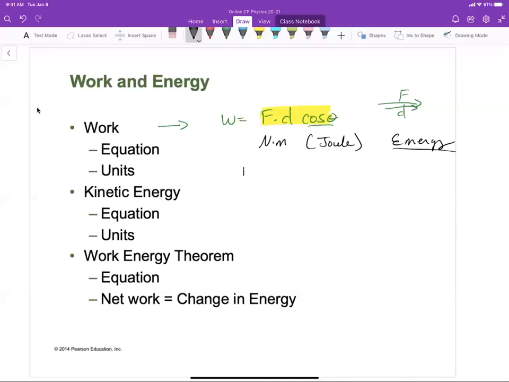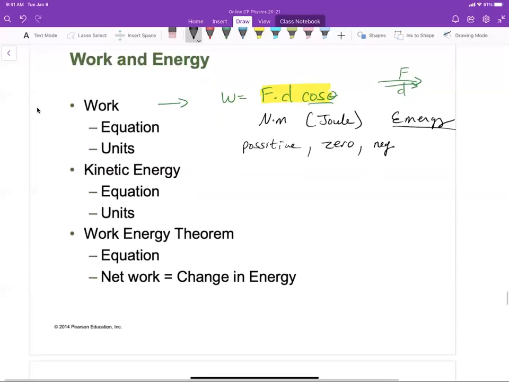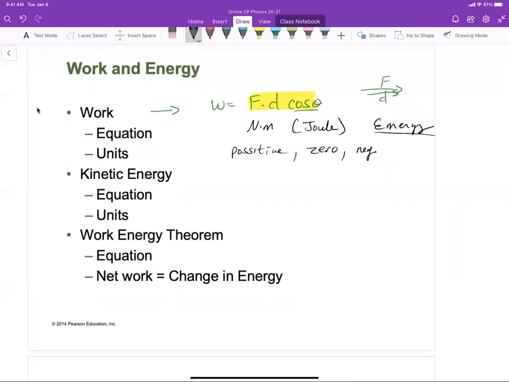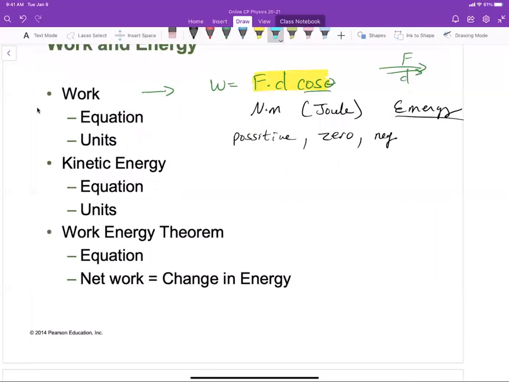Work can be positive if that angle is between 0 and 90 degrees. It can be 0 if it's at 90 degrees, and it can be negative. So we can actually add energy to the system, take away energy from the system, or do no work on the system, depending on how we apply that force. If we are adding energy to the system, something has to happen.